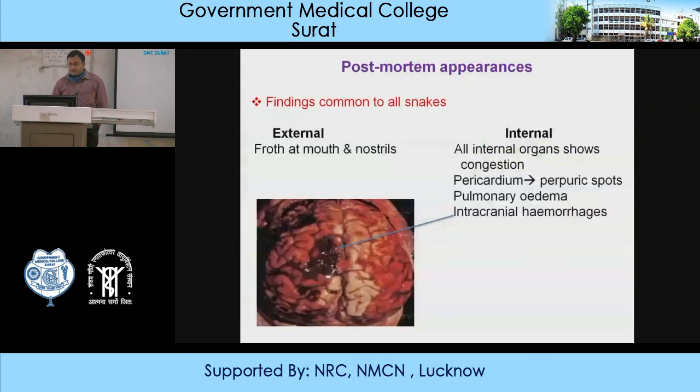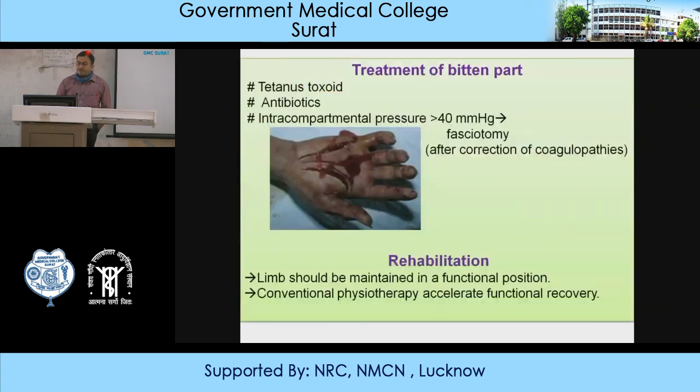Now what is the postmortem appearance? Findings common to all snakes: external, froth at throat, mouth and nostrils; all internal organs show congestion; pericardium purpuric spots; pulmonary edema; intracranial hemorrhage. Treatment of the bitten part already discussed.